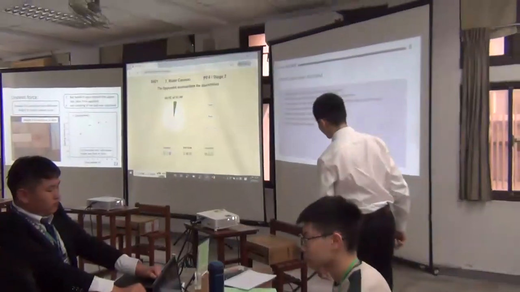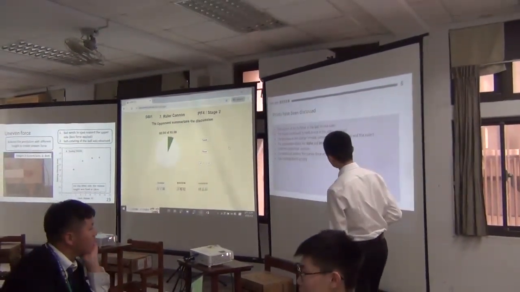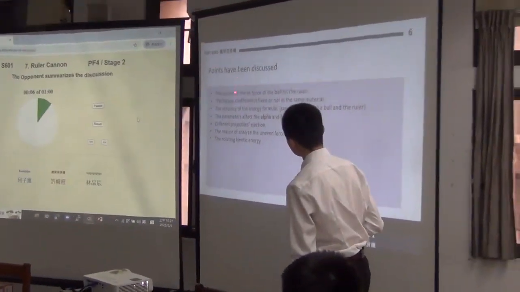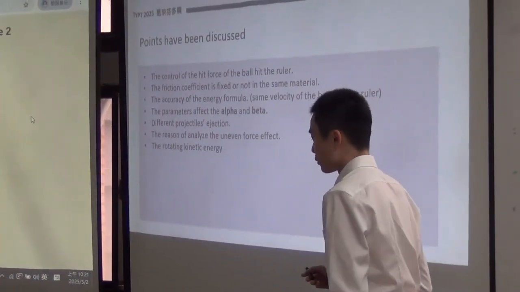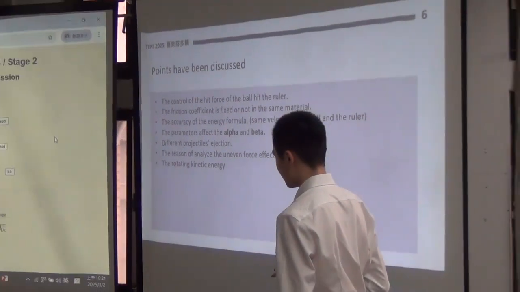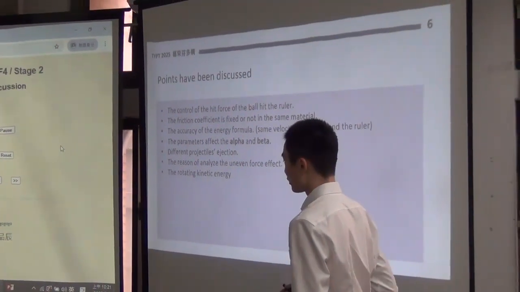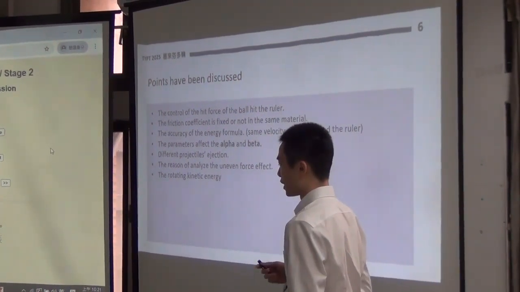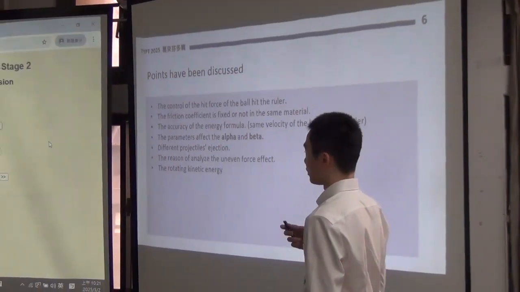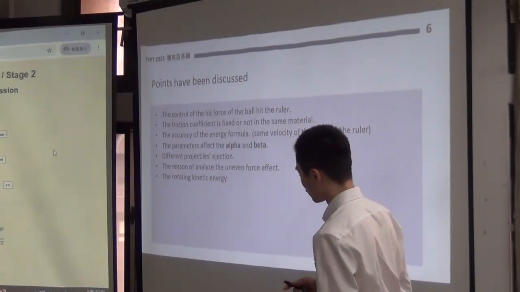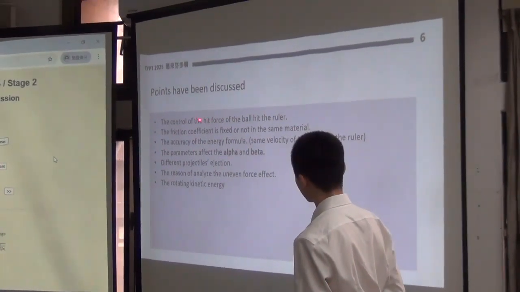So, during our discussion, we discussed some points. The first one is the control of the hit force of the ball hitting the ruler. The reporter said that they can measure the initial velocity when the ball hits the ruler, the velocity when the ball goes back, and the delta t during this flow period, so they can know the hit force.